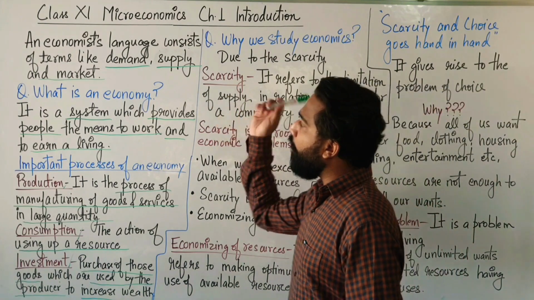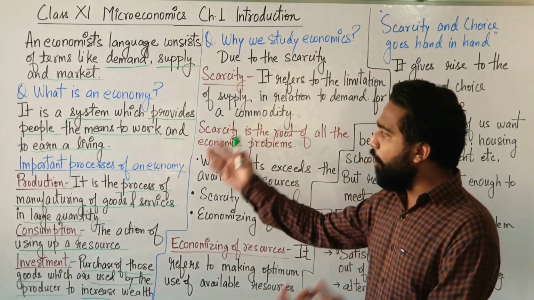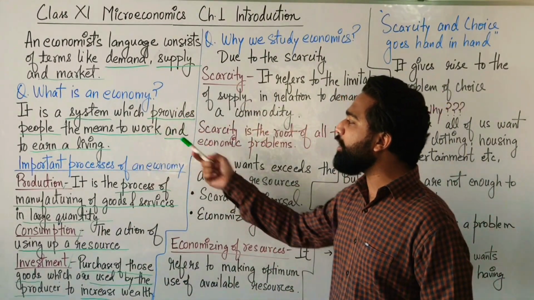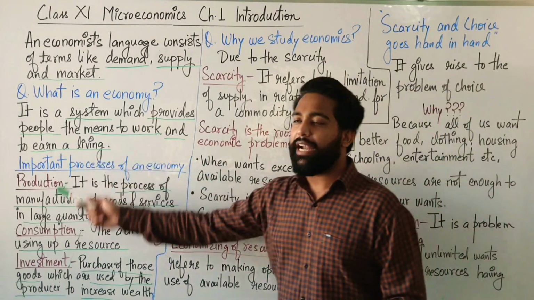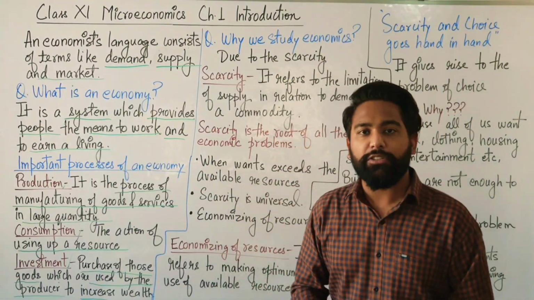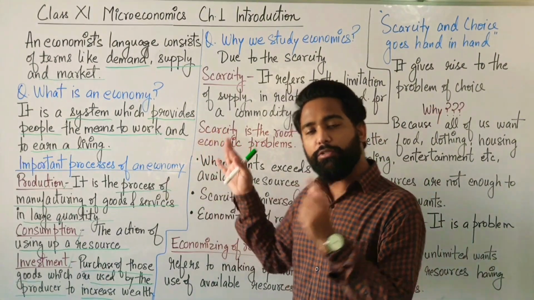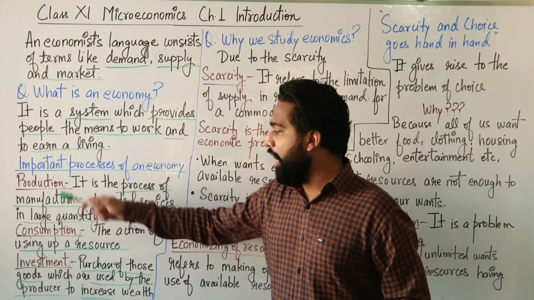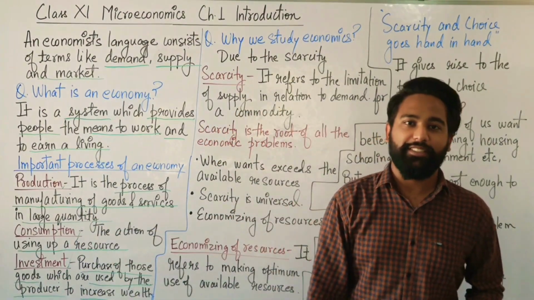An economist always uses terms like demand, supply and market. And what is an economy? It is a system which provides people the means of work, an employment opportunity, so that they can earn their livelihood, so that they can run their houses. What are the three processes which are usually done in an economy? The production process, the consumption process and the investment process.